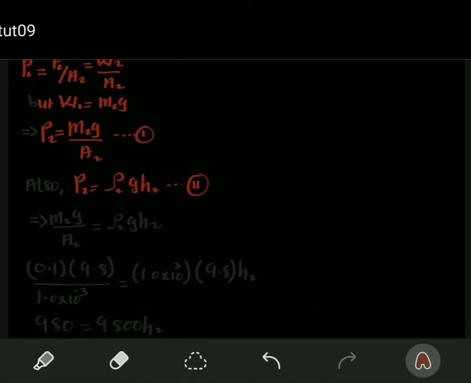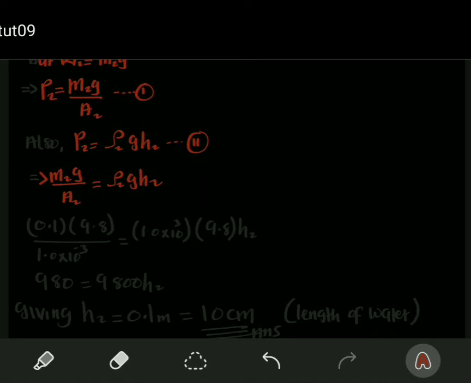Okay, so if we equate equation 1 to equation 2, we'll have mg over A2 being equal to rho 2 g times h2. From this you can see now that it is easier to obtain the value of h2. Why? Because we know the mass of water, which is m2, we know g, we know the area for the right column, we also know the density of water, which is rho 2, and the g again. So we only remain with one unknown, which is h2.